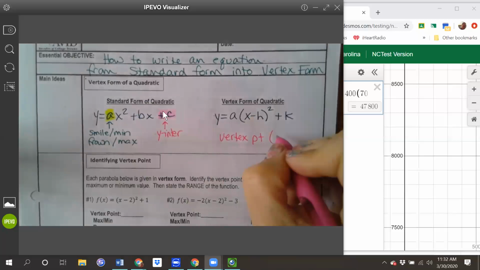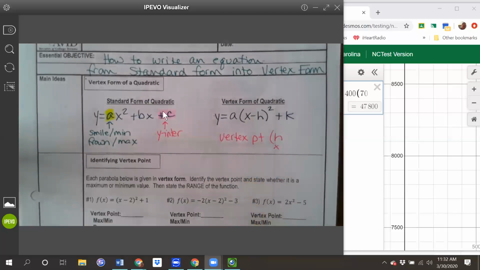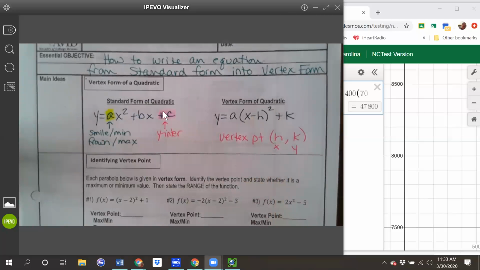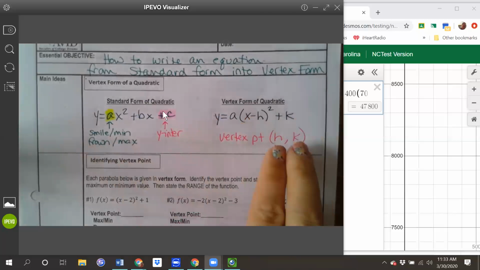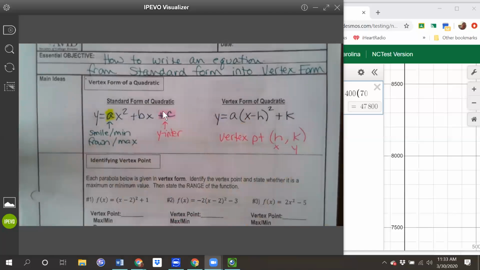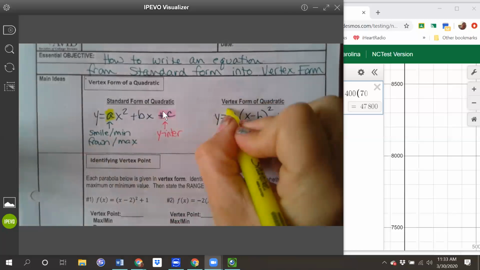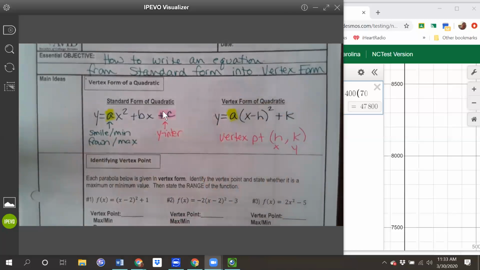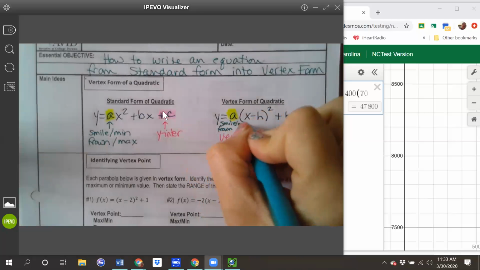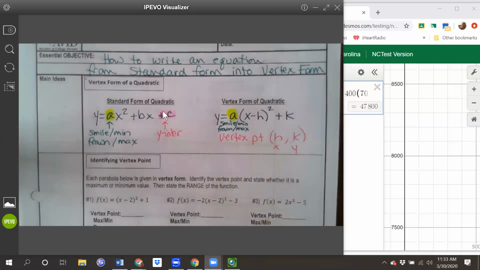So h is the x value of the vertex, and k is the y value of the vertex. So just by looking at this form, I don't have any math to do. I can just write down where my vertex point is located. And we still have this a value, so I still know if it's going to be a smile or a frown, whether it's going to be a minimum value or a maximum value.